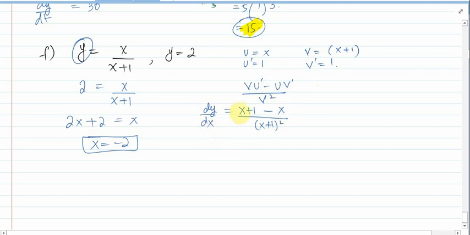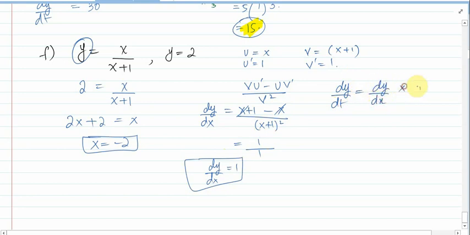The x and minus x cancel. The value of x is minus 2, so it leads to 1 divided by (minus 2 plus 1) whole square, which is minus 1 square, 1. So dy over dx equals 1. You got the value of the derivative, right? Now we need to find dy upon dt. The chain rule is simple: dy upon dx multiplied by dx upon dt. So dy upon dx is 1 and dx upon dt we have is 2. So the final answer for this question is 2.